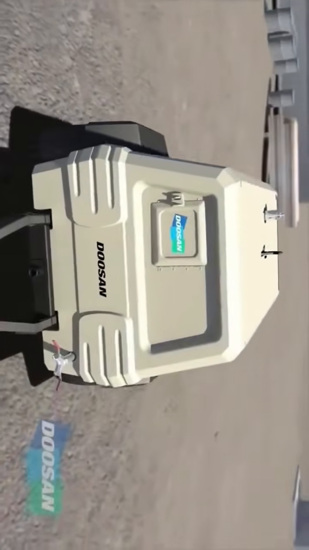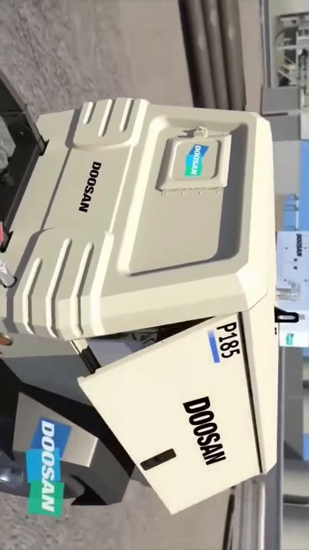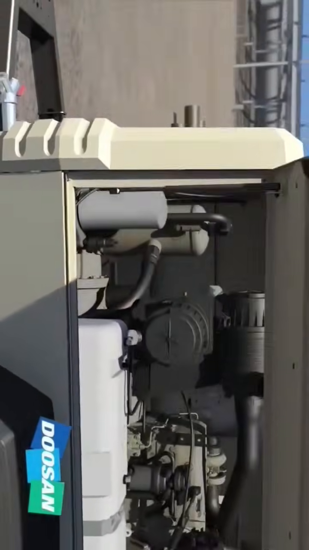That same air we breathe can be used to store energy and adapted for use in countless applications. Let's look inside a typical unit.